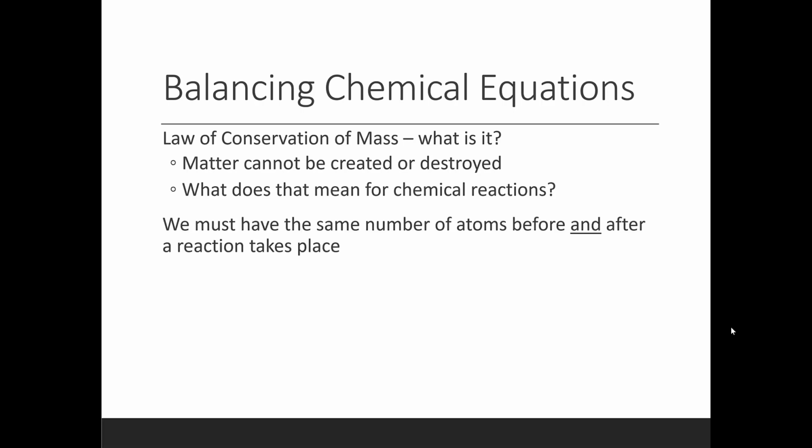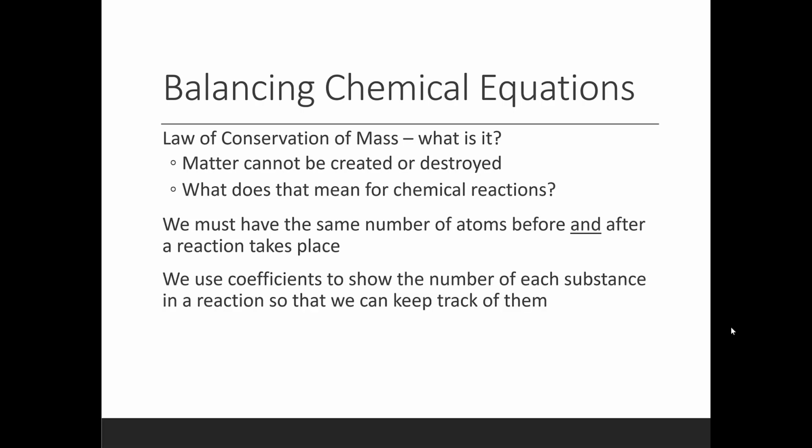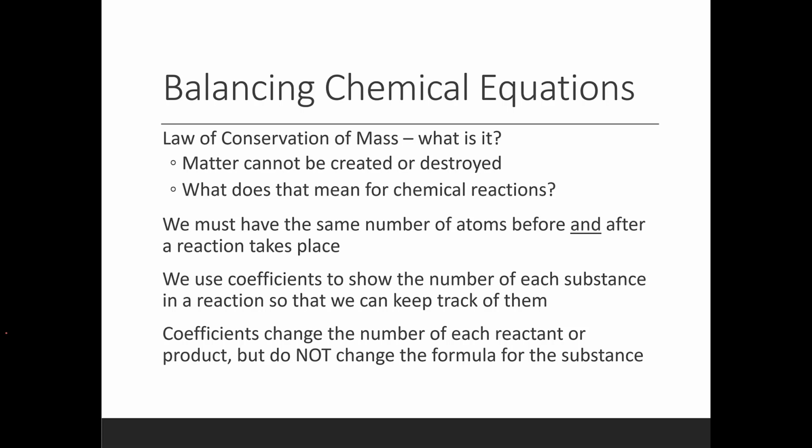So that's just restating it. We must have the same number of atoms before and after a reaction takes place. And so we'll do that by using coefficients to show the number of each substance. And that's so that we can keep track of the atoms. So if we start with 2 hydrogens, we need to end with 2 hydrogens. And that's what a coefficient is. It's going to be that number in the front that tells us, hey, you have this many of whatever atom it is. The coefficients change the number of each reactant, but they don't change the formula for the substance.